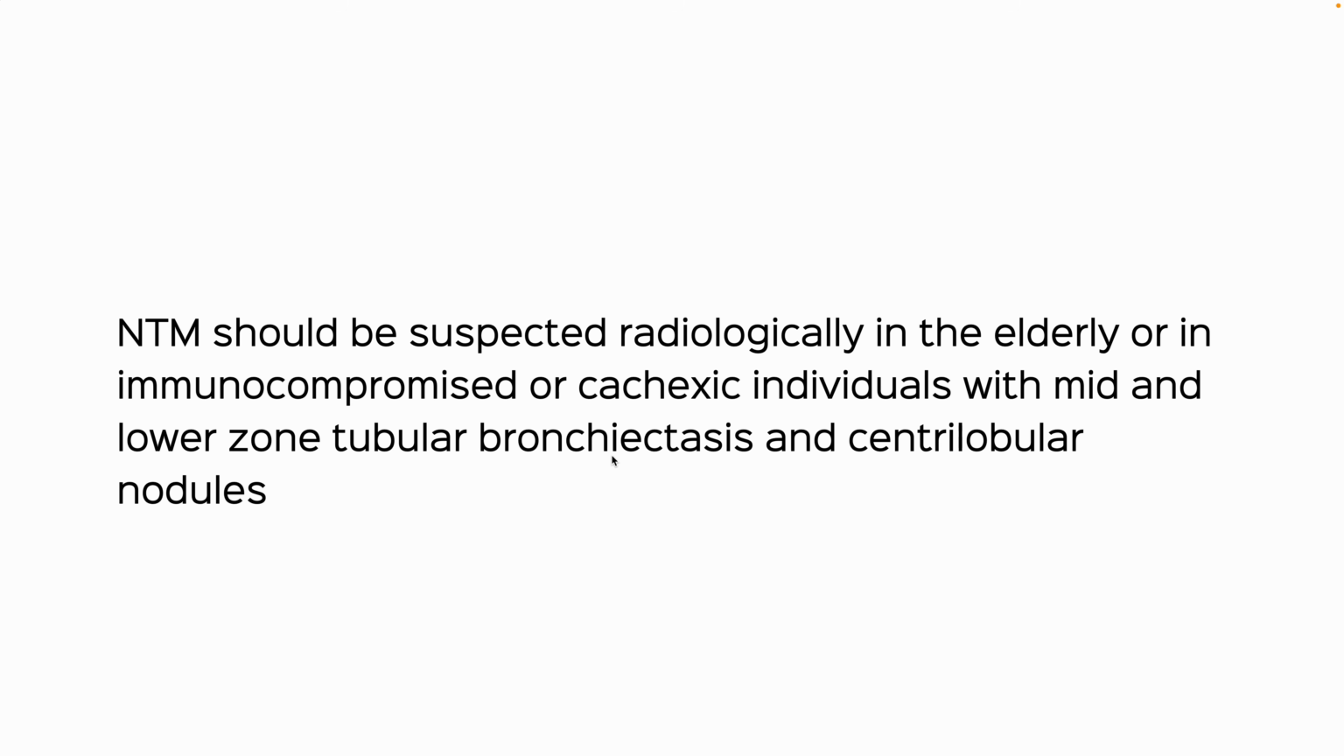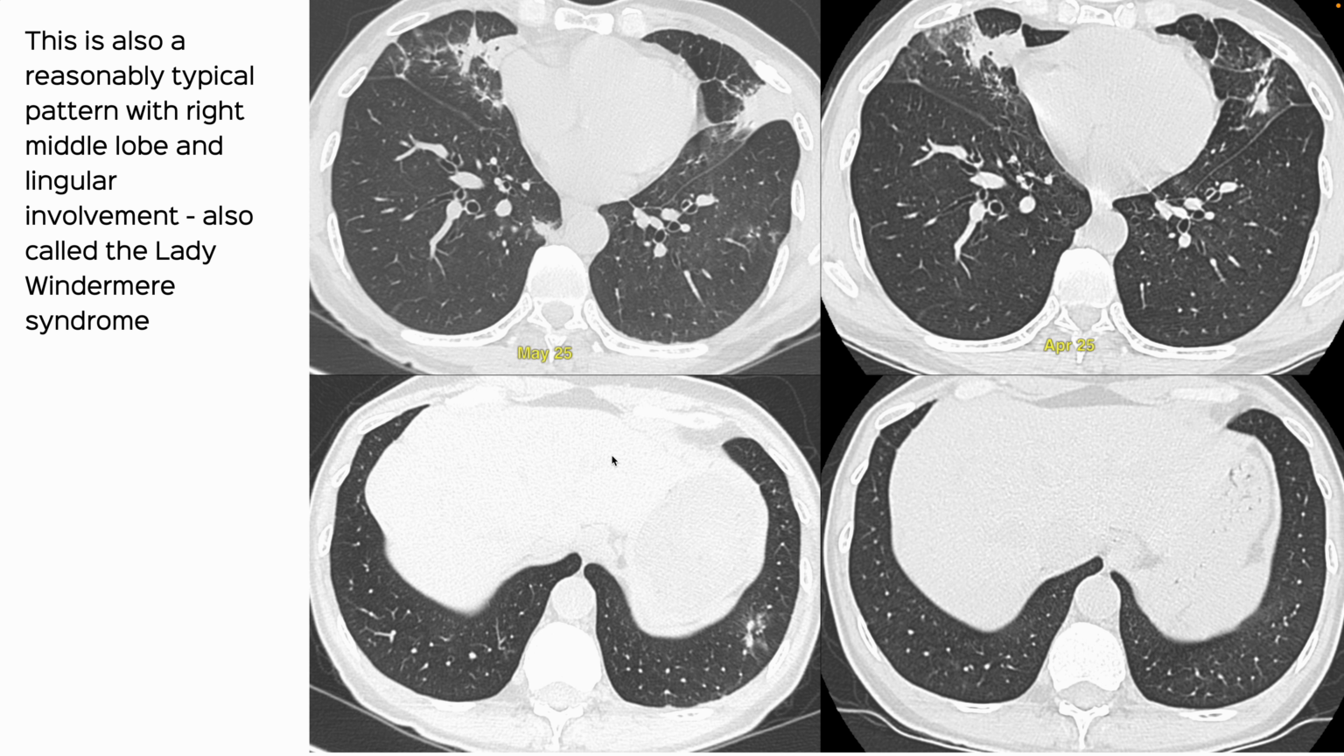So this is how we suspect NTM, as I mentioned, when we are reading our CT scans in the elderly and in nutritionally compromised or cachexic individuals. For example, here is one such patient. You can see there's hardly any fat here. And you see right middle lobe and lingular disease with bronchiectasis and some bronchopneumonia and centrilobular nodules.